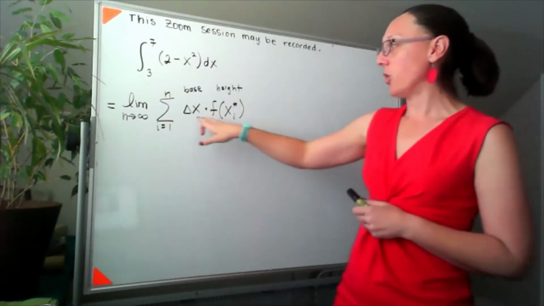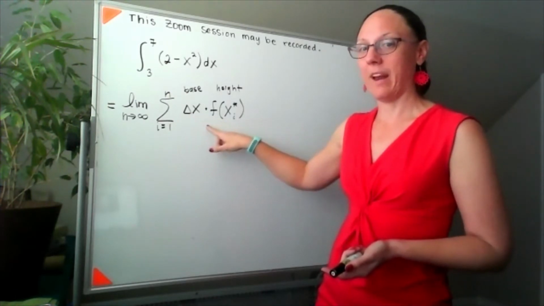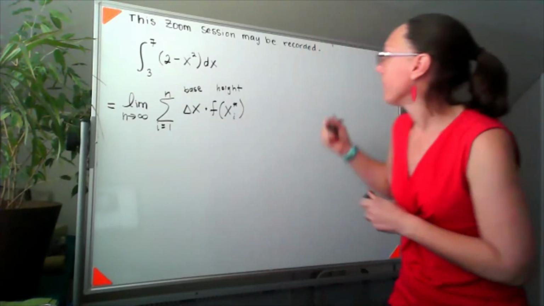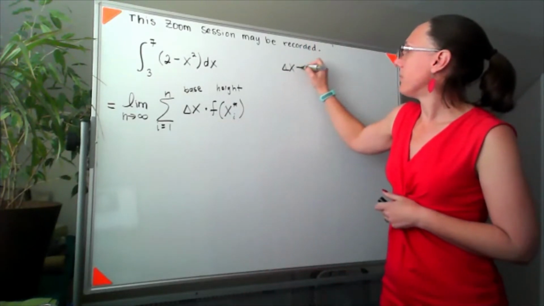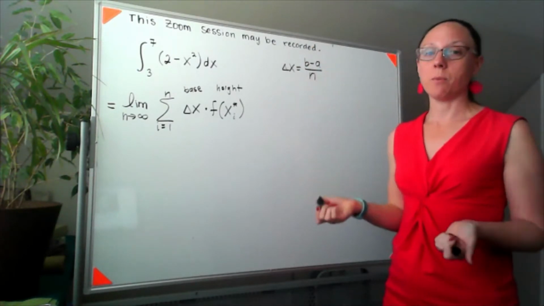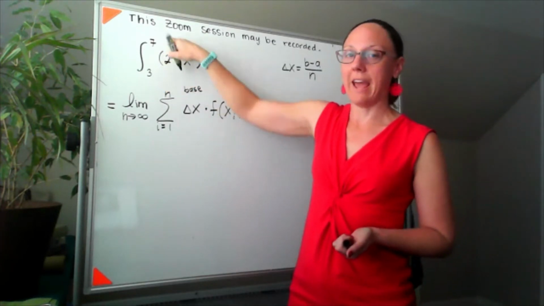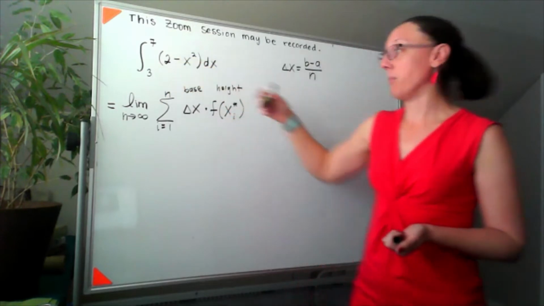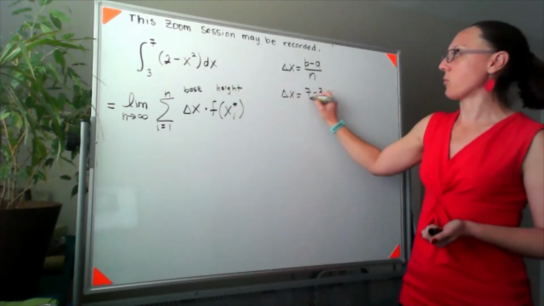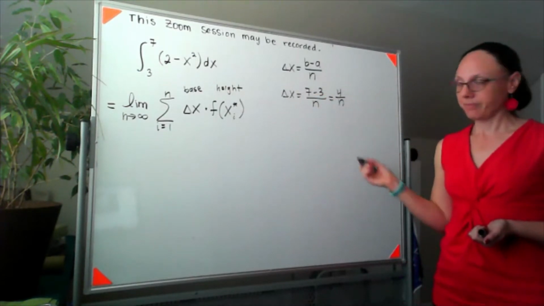Now let's look at formula-wise that delta x and what f of x sub i star is. So delta x is always b minus a over n. So in this case, my b and a are those limits from the integral. Delta x is 7 minus 3 over n, or 4 over n.